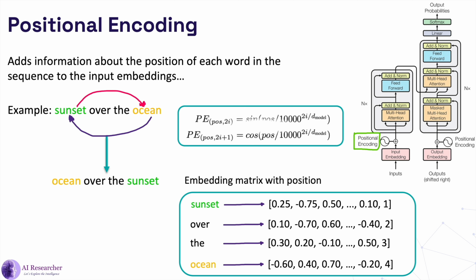And here we also see a mathematical formula from the paper. We will not go into it, but I can say that positional encoding adds position-related information into the input embedding matrix, and we also see this positional encoding at the bottom of the encoder and decoder stack.